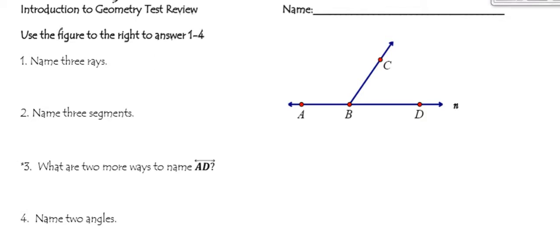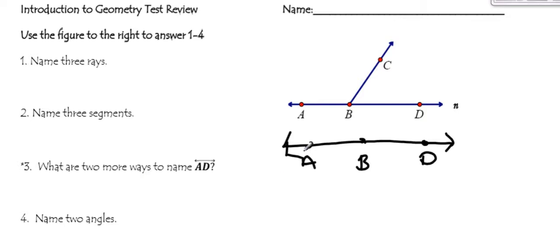Okay, this is the final test review before your big test, which I know you all succeed very well on. All right, number 3, we want: what are 2 more ways to name line AD? So here's line AD, and remember, you can name a line with any 2 points that lie on that line.